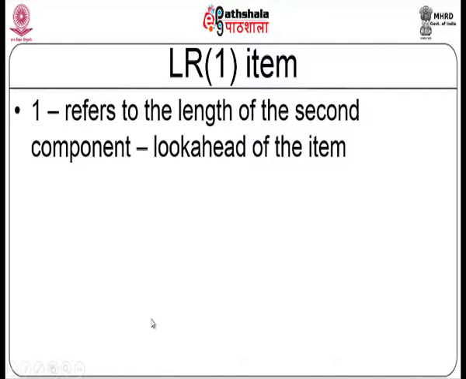So, the 1 here refers to the length of the second component, which is typically called the lookahead of the item. Now, the LR is the same representation: L means the input string is scanned from left to right, R means a rightmost derivation is used, and here 1 means a lookahead of length 1.